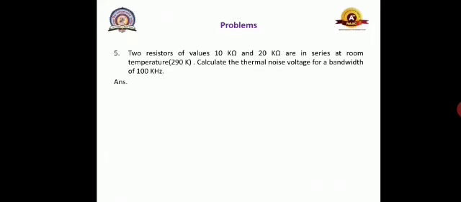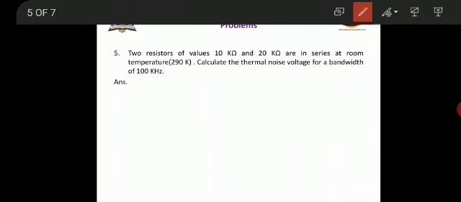Now let us see another problem. Two resistors of values 10 kilo ohm and 20 kilo ohm are in series at a room temperature of 290 degree Kelvin. Calculate the thermal noise voltage for a bandwidth of 100 kilohertz. This problem is the same as the earlier one, only here the resistance values are provided. Two resistors are given and they are in series. Therefore the total resistance here is 10 plus 20 kilo ohm, which is 30 kilo ohm.